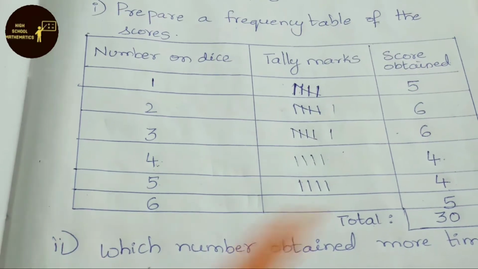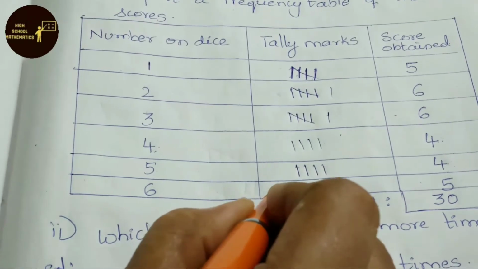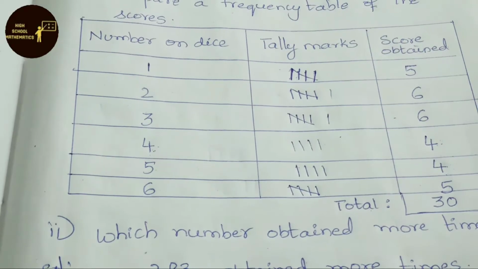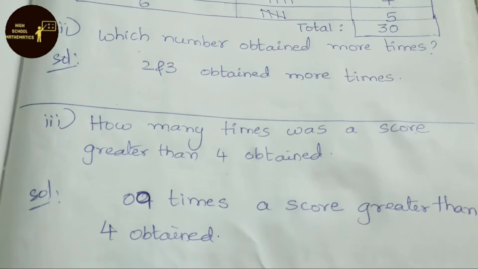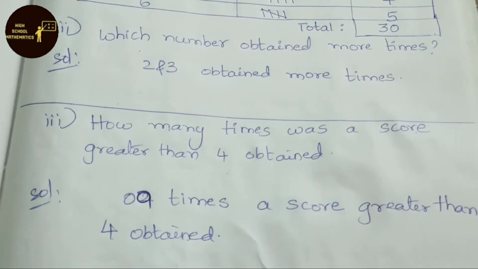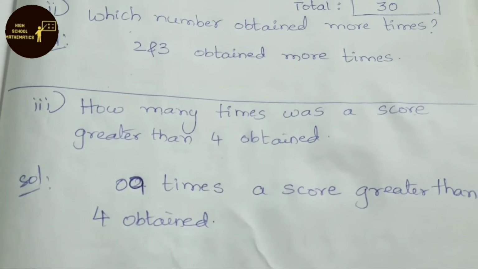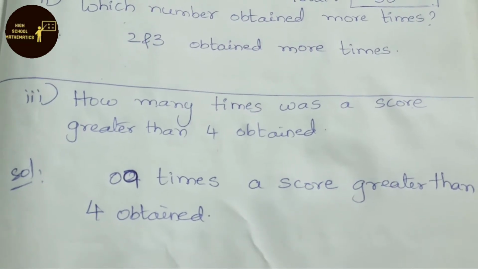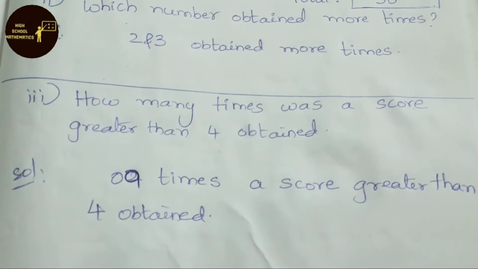See, number 6 appeared 5 times, so the score is 5. Let us represent this by using tally marks. First 4 vertical lines and one cross line that represents 5 tally marks. See question number 2. Which number obtained more times? Numbers 2 and 3 obtained more times. See now question number 3. How many times was a score greater than 4 obtained? Greater than 4 means number 5 and number 6. So in total they appeared 9 times. Therefore 9 times a score greater than 4 is obtained.